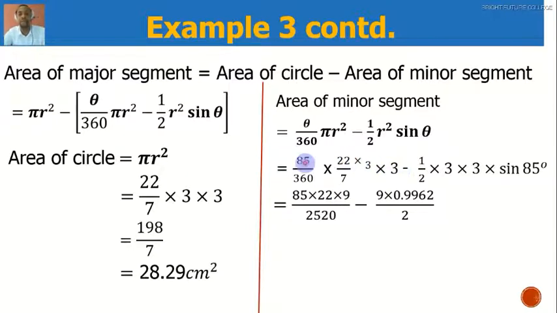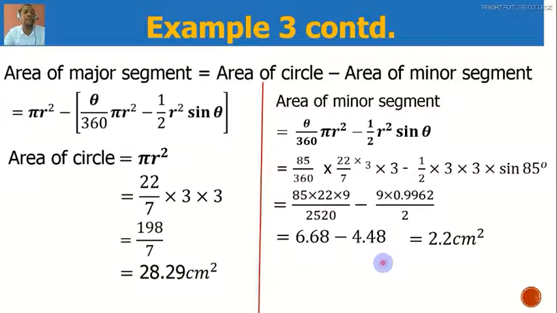When we evaluate that, we will have 85 times 22 times 9 all over this, and 9 multiplied by sine 85 from the table is 0.9962 divided by 2, that is here. With that we have 6.68 minus 4.48, and that is 2.2 cm square. What we have to do now is to find the area of major segment by subtracting this from the area of the circle.